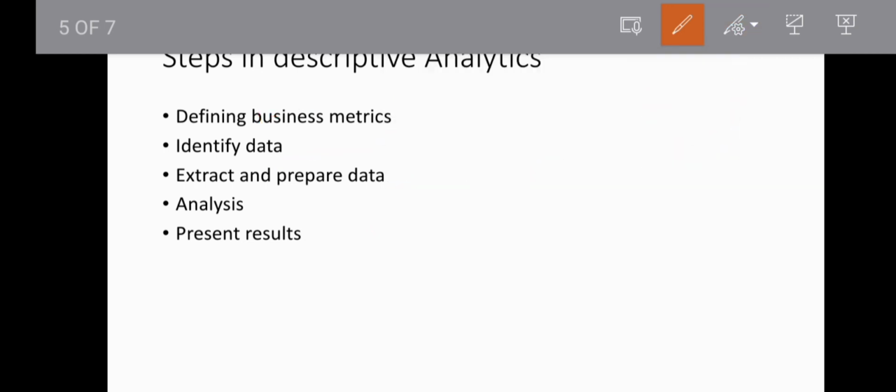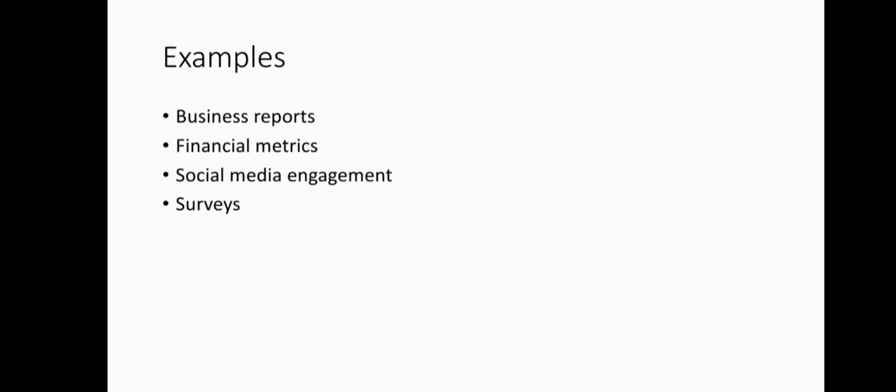Now, we have discussed the important steps in descriptive analytics. These are the examples of business descriptive analytics, such as business reports, financial metrics, social media engagements, etc. When we talk about business reports, for example, reports of revenue and expenses, reports about cash flow, accounts receivable, and accounts payable, or inventory and production. Those are examples of descriptive analytics. Another is financial metrics, and other business key performance indicators. These include the metrics that assess the health and value of a business, for example, the price to earnings ratio, current ratio, and return on invested capital.